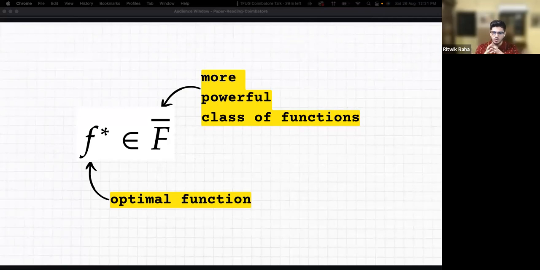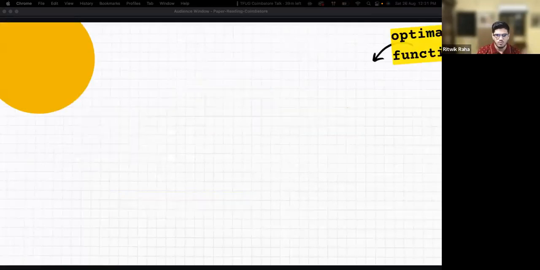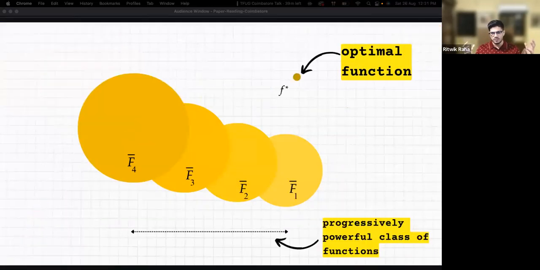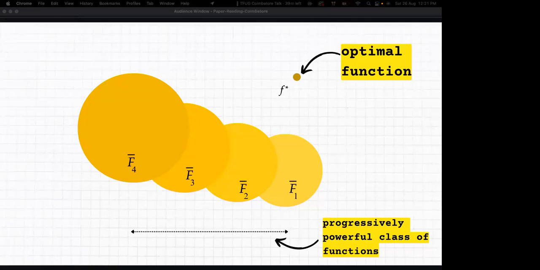But what we are trying to do is grow the set of functions progressively. So that when we grow the set of functions progressively, our probability of finding f star within F1, F2, F3 grows. Does that answer your question? Does that make sense? Vinod, I hope your question is answered.